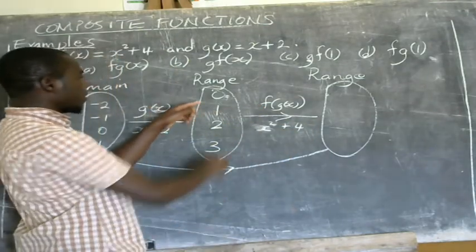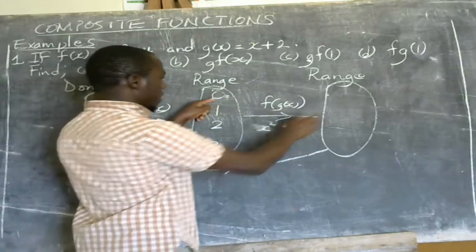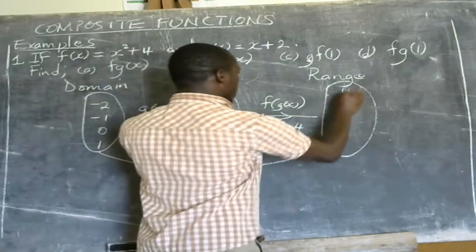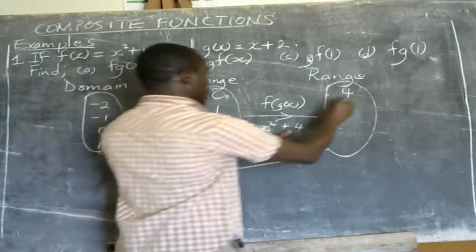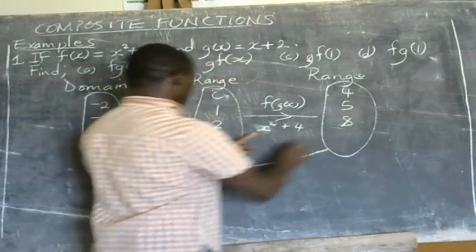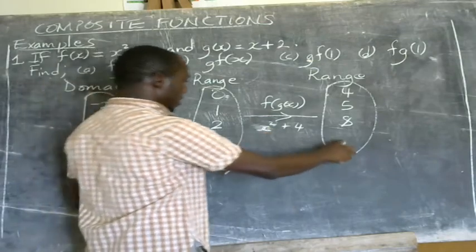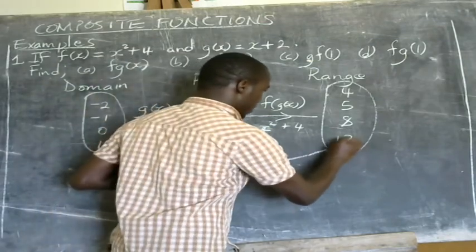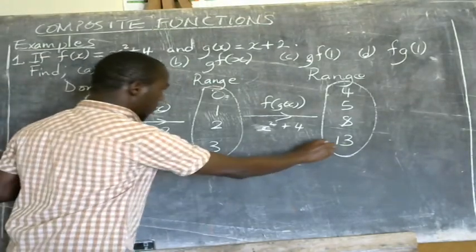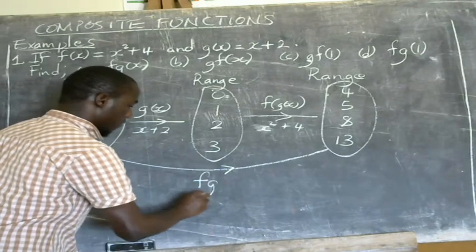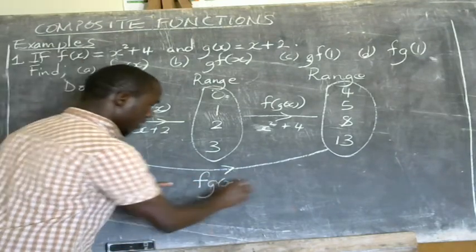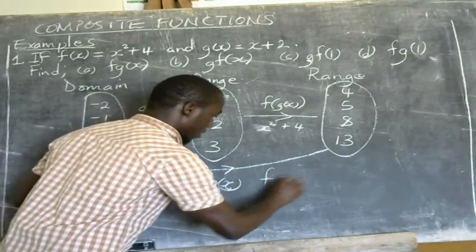Now, if I get now this, I put there, then I need to get the images there. So when I put there, that's going to be a 4. When I put there, that's going to be a 5. When I put there, that's going to be 8. When I put this in there, that's going to be 9 and then 13. So this from here up to there is going to be my f of g of x. Normally, some textbooks, they write this like that.